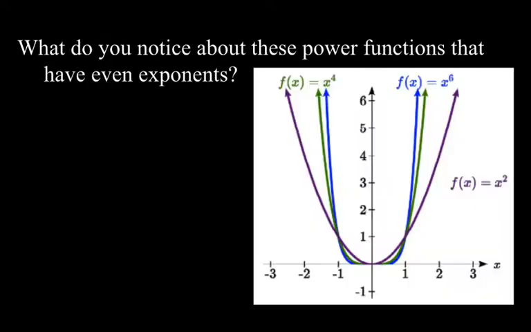So here's a picture of power functions that have even exponents. You can see the purple one is the x squared, the green one is the x to the 4th power, and the blue one is the x to the 6th power. And once again, you'll notice they all go through the point 0, 0, and they all go through the point 1, 1. And actually these have an additional point that they all go through, and that's the point -1, 1. But even more importantly, they all open up.